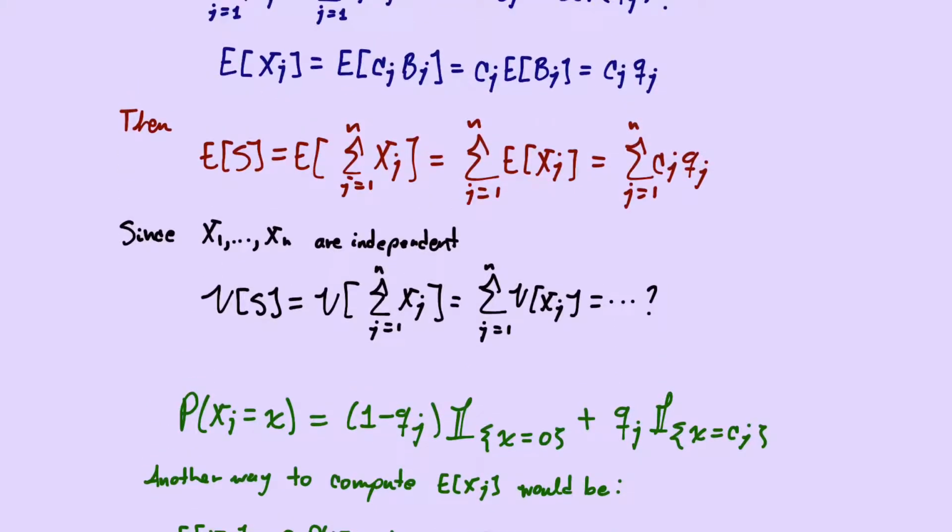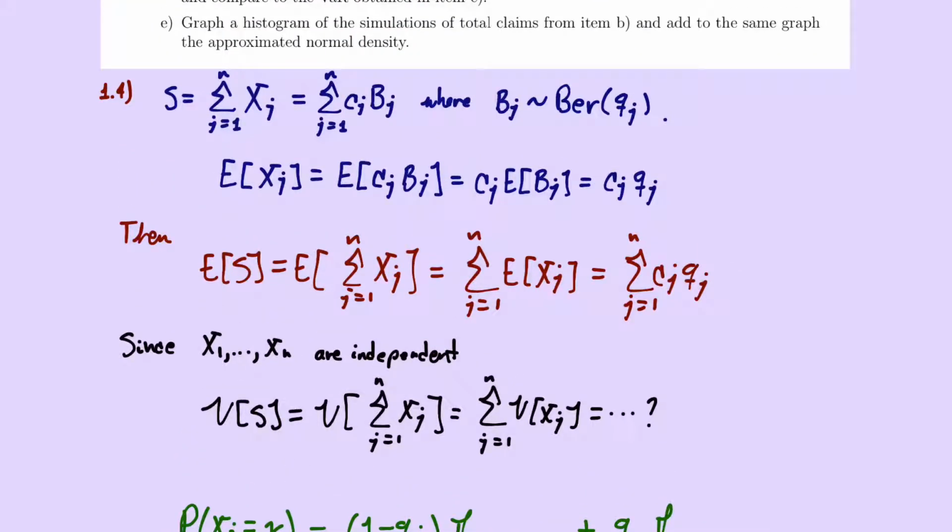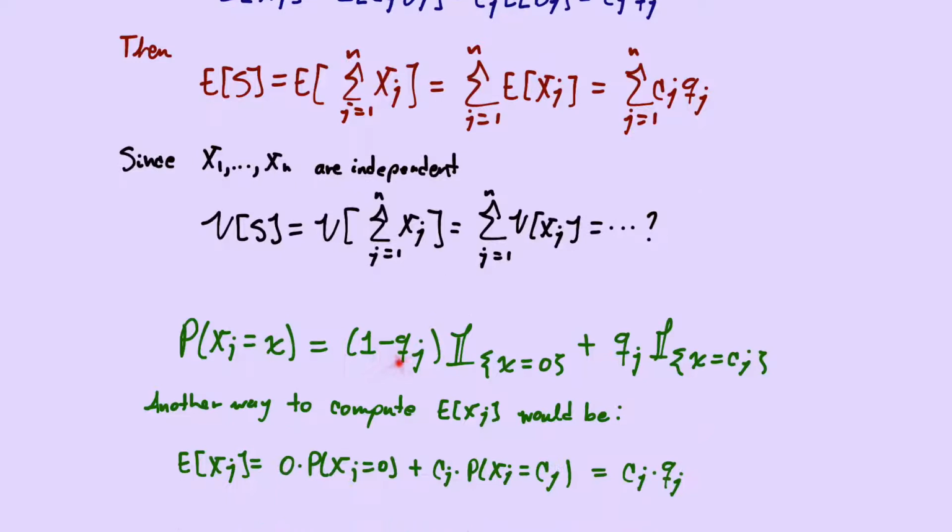Since this is a life insurance policy, qj will be the probability that the policyholder dies. If the policyholder does not die, with probability 1 minus qj, the insurance company will pay nothing. That is when xj takes the value 0. The other case is when the policyholder dies, and then the insurance company will pay the insured amount cj, with probability qj. This is the probability for the policyholder to die.